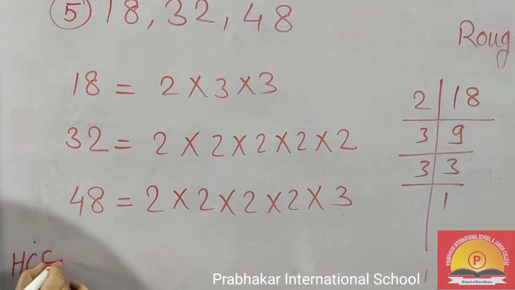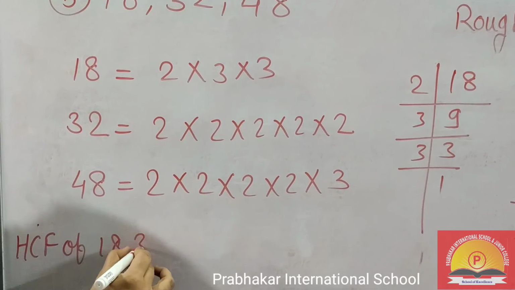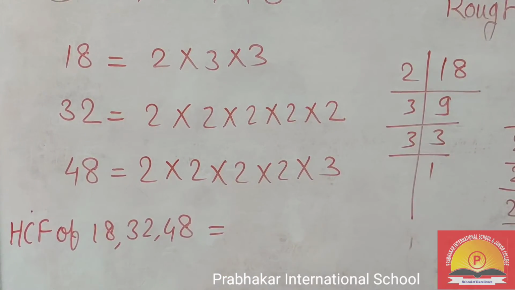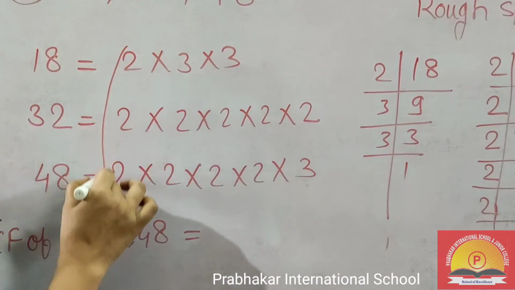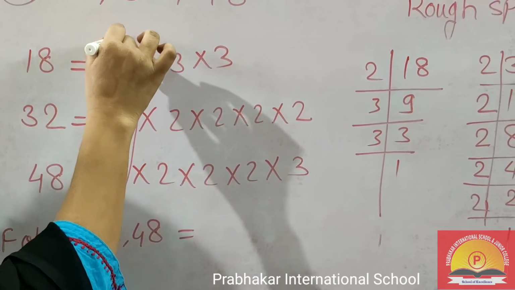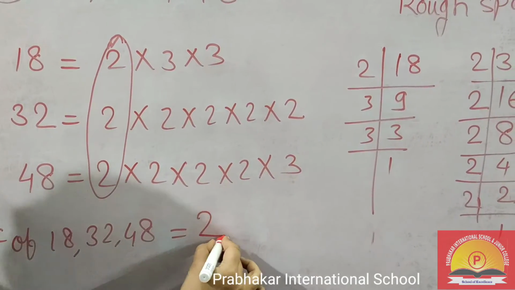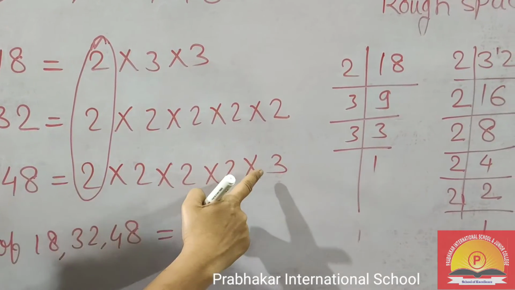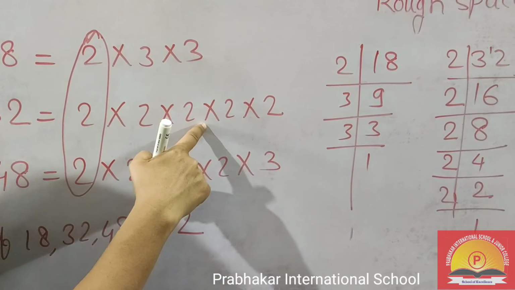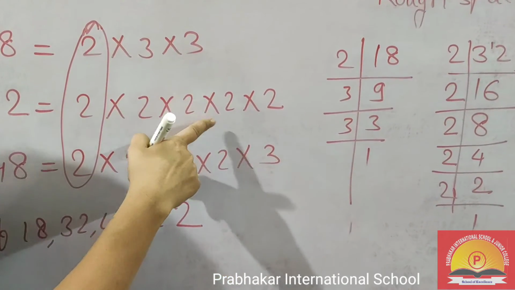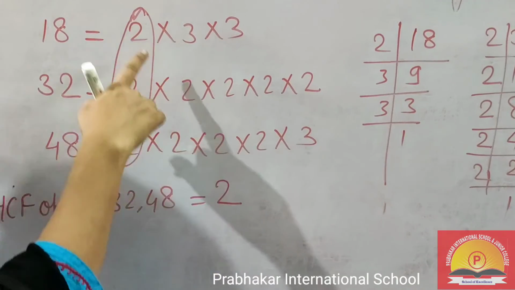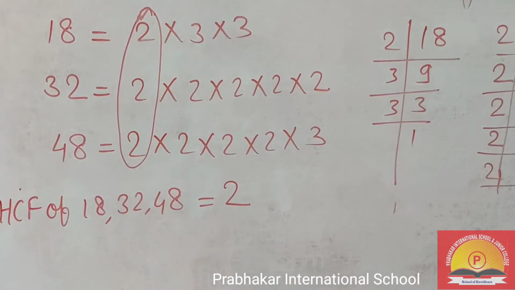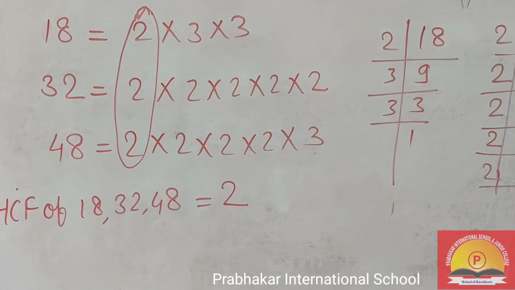Now we are finding HCF of 18, 32, 48. Find out the common numbers. So you can see this is the first pair which is common in all three numbers. Okay, so write here ones. Now for 2 there is no pair. 3 is here but not here. Here it is but not here. It means that only one number is common in all three prime factors, right? So therefore the HCF of 18, 32, 48 is 2.